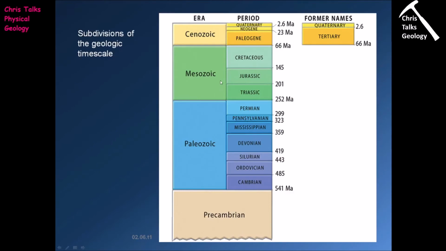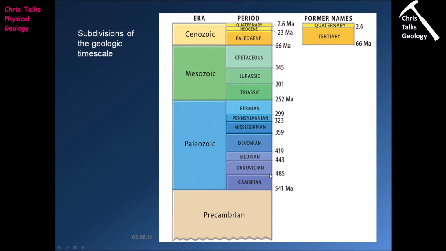So if we look at our geologic timescale, this is a slightly more comprehensive diagram. We can see we have our 4 basic units, the Precambrian at the bottom, followed by the Paleozoic, followed by the Mesozoic, followed by the Cenozoic. And then you can see that these eras, these larger units, have been split into smaller units, which we call periods. So in terms of periods, we have the Cambrian, the Ordovician, the Silurian, the Devonian, the Mississippian, the Pennsylvanian, the Permian, the Triassic, Jurassic, Cretaceous, Paleogene, Neogene, and Quaternary.